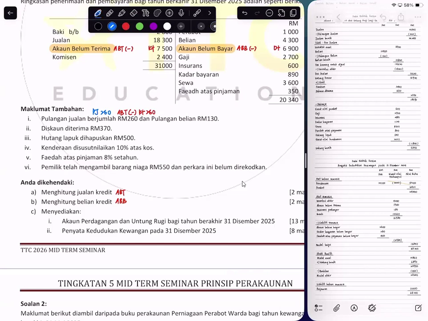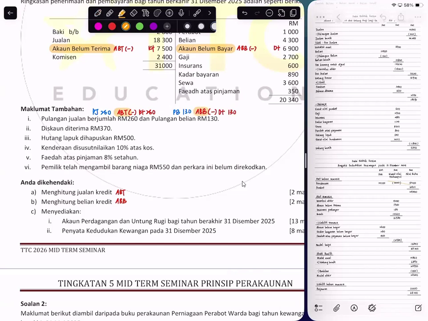And also pulangan belian for APO as well. Then pulangan belian should pair with ABB, because you beli, you are supposed to bayar. And after returning, you pay less, so ABB minus is debit side, 130. So we got two more items to put into account kawalan belum terima and belum bayar.